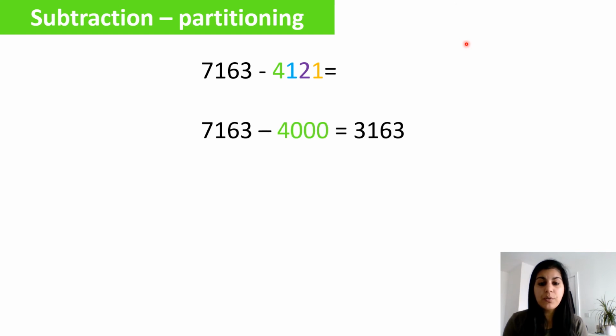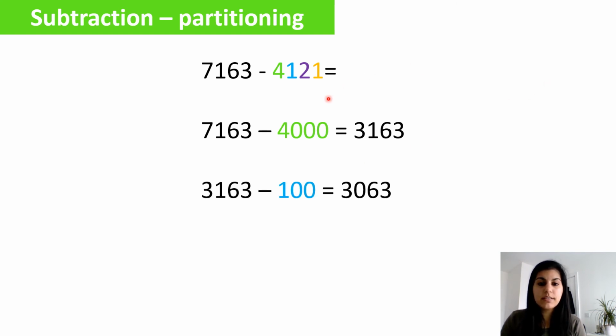I will start off by taking away my thousands first. So 7,163 take away 4,000. Only my thousands digit is changing, because I'm only taking away 4 thousands, is 3,163.